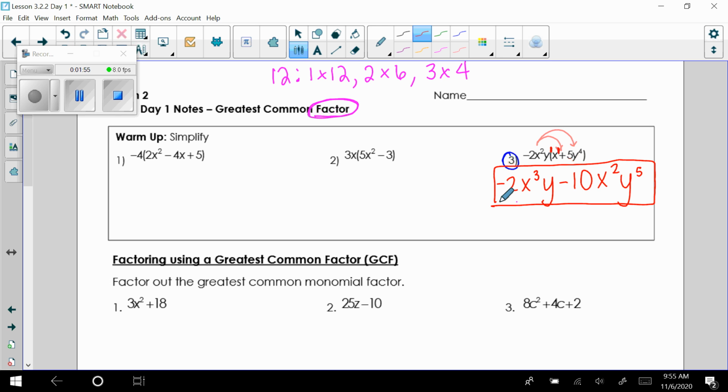So take a second and try numbers 1 and 2, and then you can submit your answers. All right.